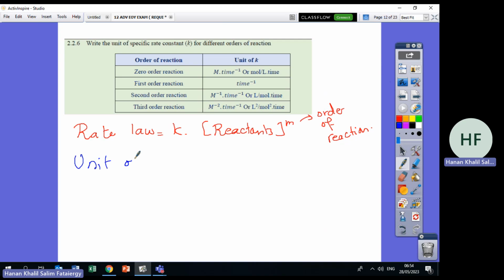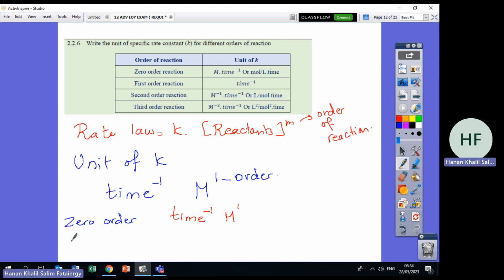دائما اتذكروا إنه the unit of K is time power minus 1. Time ممكن تكون second, ممكن تكون minute, ممكن تكون hour, whatever. Okay, and then molarity power 1 minus order. كيف نستعمل هاي الفورمولا؟ لو أنا قلت لكم zero order reaction شو بتكون the unit of K؟ Time minus 1, هاي fixed ما بتتغير. هلا M power 1 minus order, الأوردر 0, 1 minus 0 يعني M power 1. أوكي, لو قلت لكم first order, time minus 1 is fixed, it will not change.